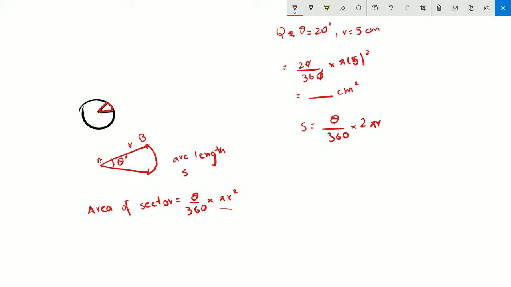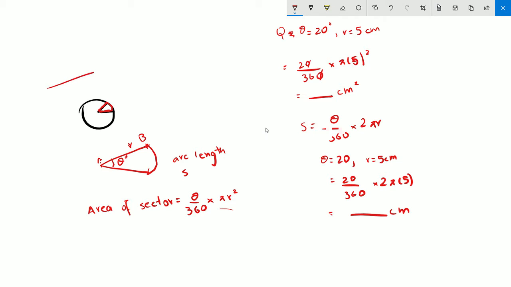Let's suppose that in the question we have the value of theta being 20 and the value of radius being 5. So we'll put it in and we have 20 by 360 times 2 pi into 5. Whatever answer we get is going to be the arc length in centimeters.